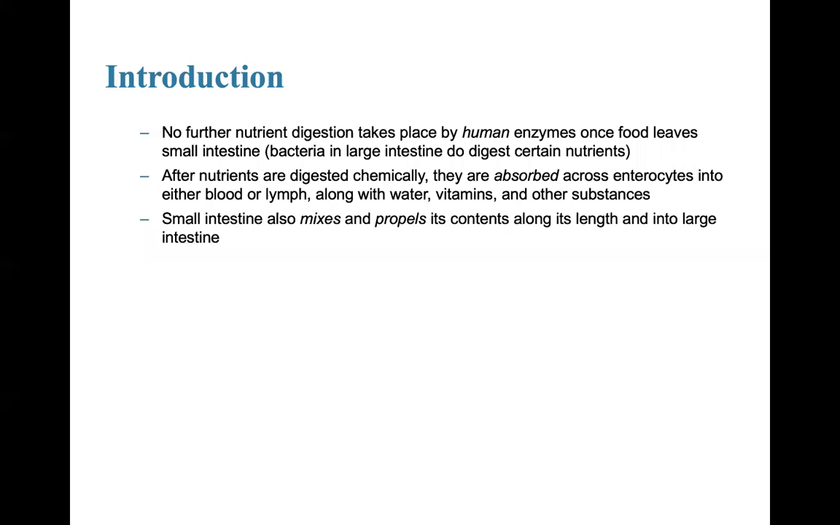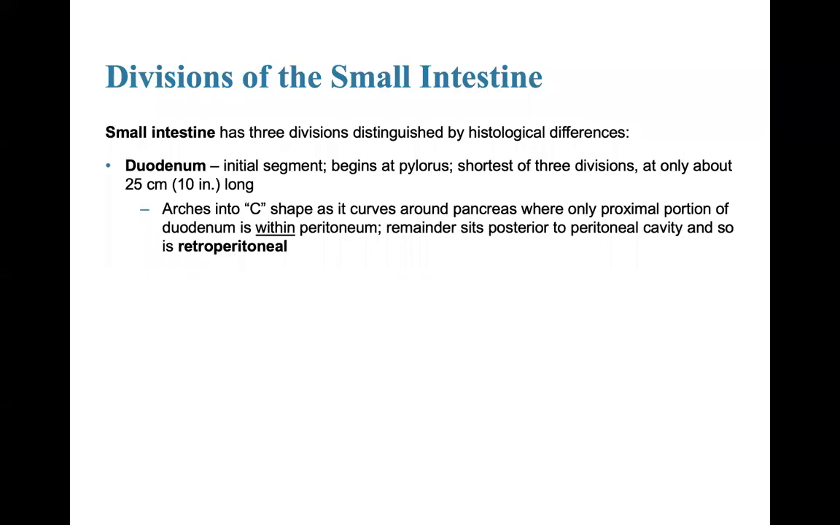After nutrients are digested chemically, they are absorbed across the enterocytes into either the blood or the lymph. Fat is going to go in through the lymph. Proteins and carbohydrates will go in through the blood, along with water, vitamins, and other substances. The small intestines also mixes and propels its contents along the length and into the large intestines.